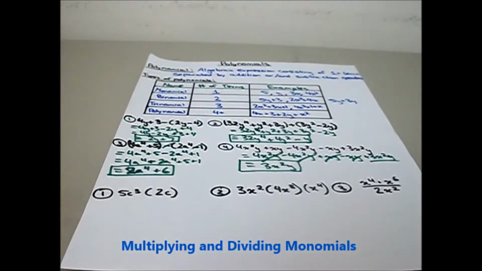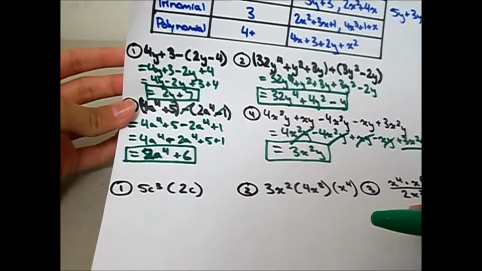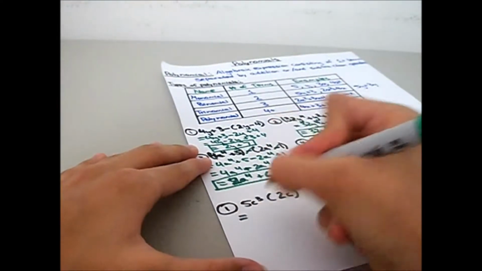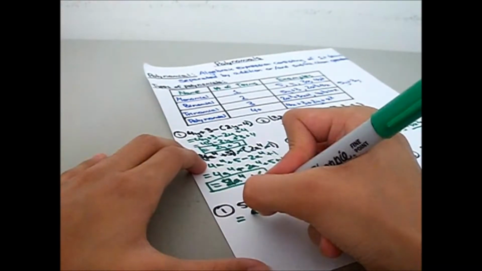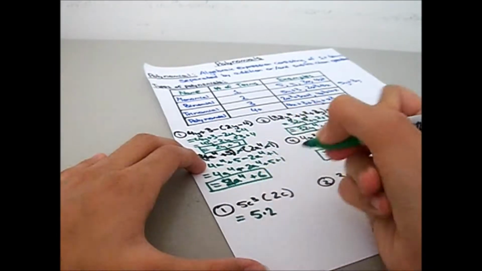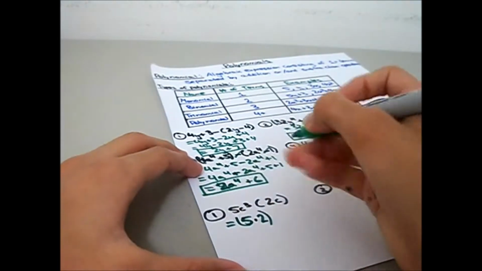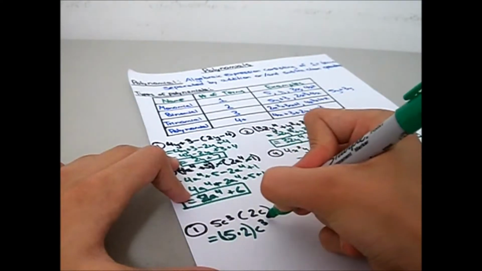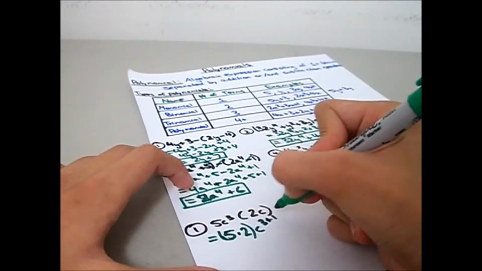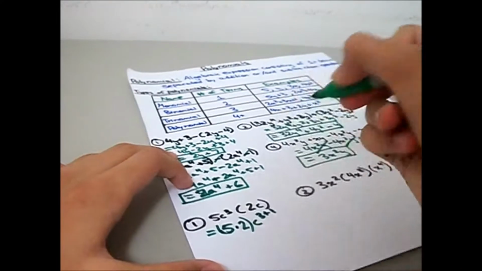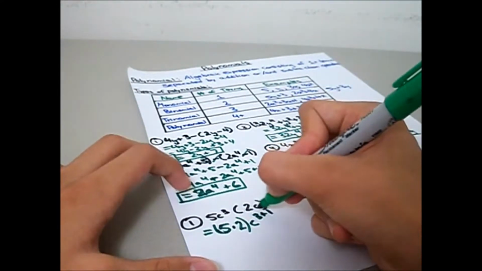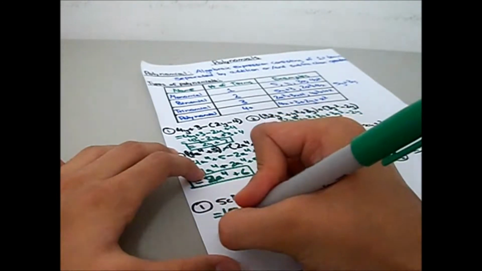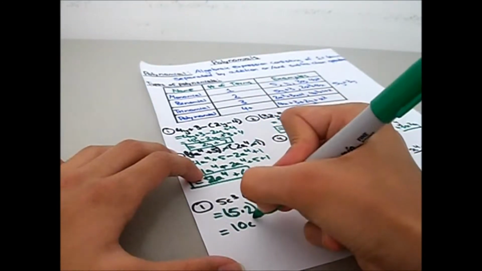Now we're going to be moving on to multiplying and dividing monomials. Our first question is 5c cubed times 2c. So we can do this by putting the numbers together. So 5 times 2, and we can put this in brackets. And if you remember when we learned exponent laws, we just simply add the exponents when we're multiplying. So 5 times 2, c to the power of 3 plus 1. That's going to give us 10c to the power of 4.